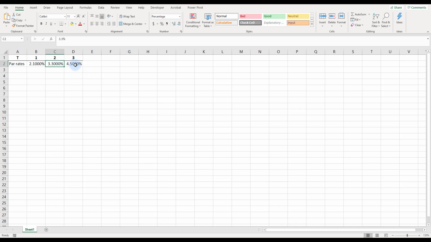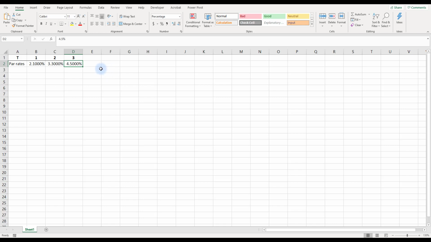And then for the 2-year par rate, the coupon rate will be 3.3% and the yield to maturity will be 3.3%, and the price is equal to par. Same thing for the 3-year par bond. The coupon rate is 4.5% and the yield to maturity is 4.5%.